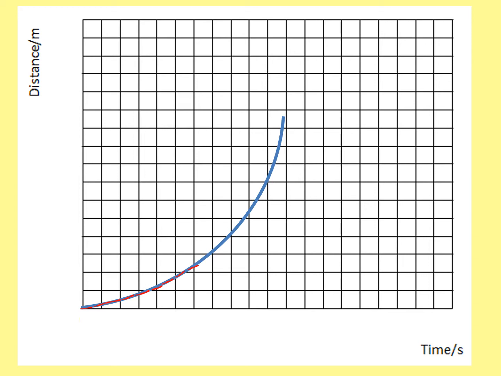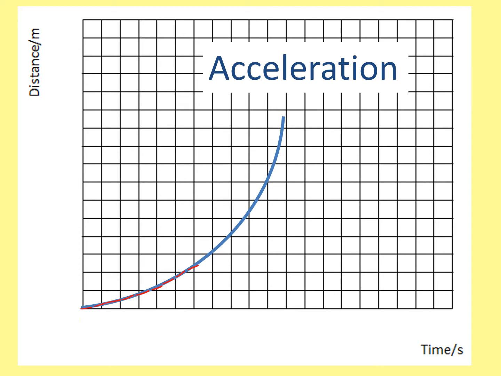We have a word in physics for something that gets faster and faster and faster. We say it is accelerating. We say there has been acceleration. So a curve like this on a graph, on a distance time graph, shows acceleration. Acceleration is something that's getting quicker and quicker and quicker. The speed is increasing over time.